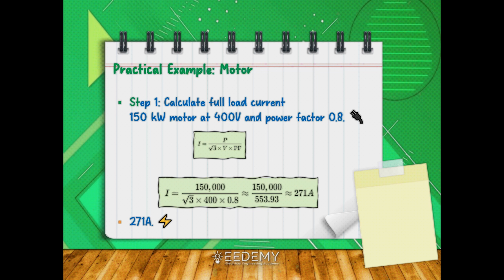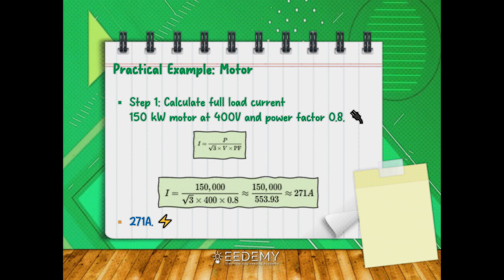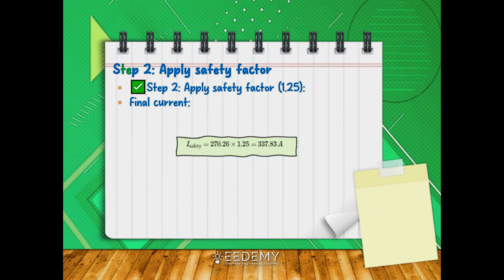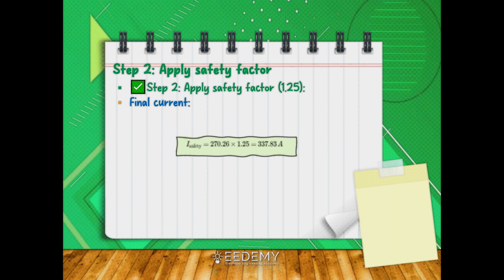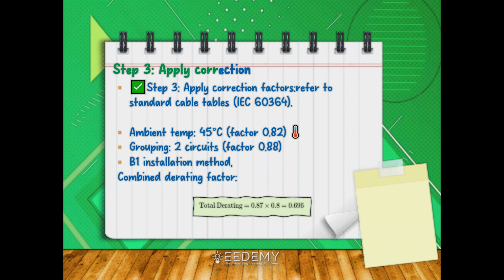Practical example, calculating cable size. Given data, let's say you have a motor rated at 150 kilowatts operating at 400 volts with a power factor of 0.8. Step 1, calculate full load current. Using the formula seen, we get approximately 271 amps. Step 2, multiply by the NEC safety factor of 1.25.